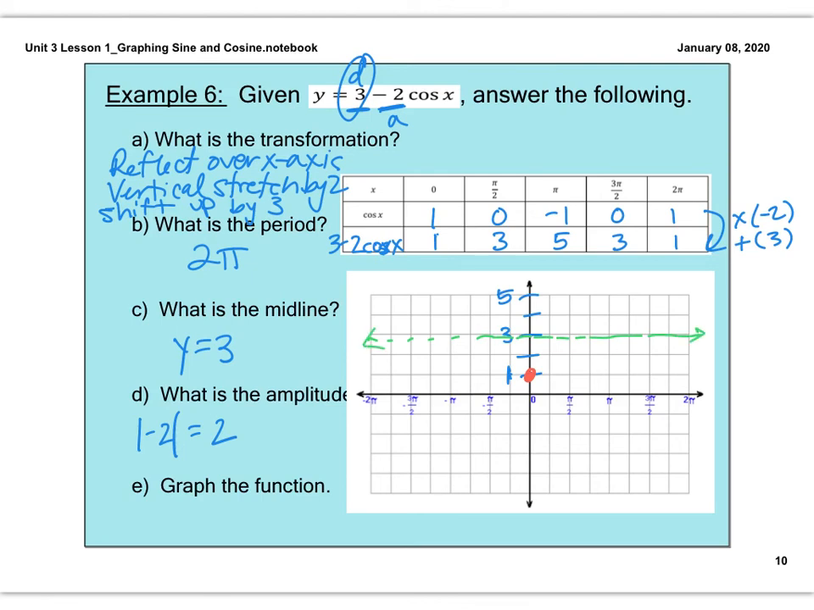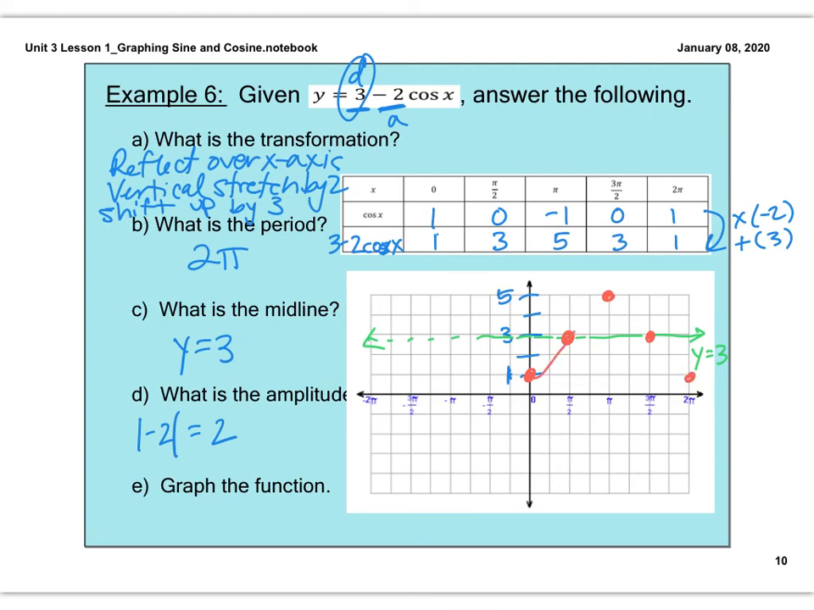Half of my function should be above that, and half should be below. Okay, so first coordinate, x was 0, or radians were 0, and the value was 1. Now at pi over 2, my value is 3. At pi, my value is 5. At 3 pi over 2, I'm back to 3. And at 2 pi, I am back to 1.